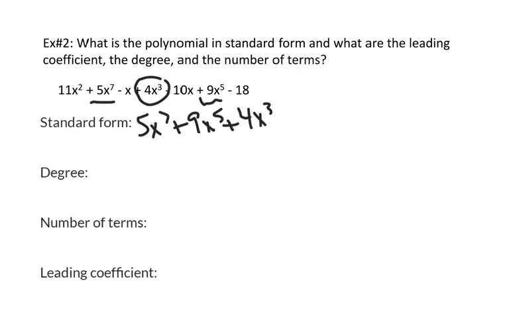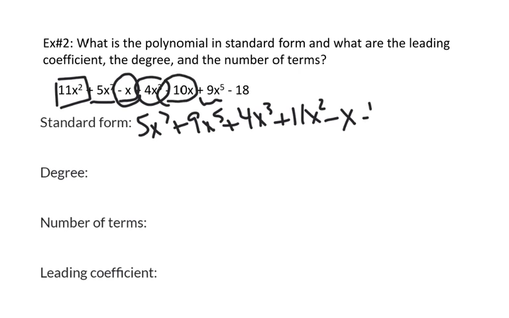Then we have a 2, plus 11x squared. Then we have a couple of x's. We have this minus x. But notice we also have this minus 10x. Okay, so that leaves us with minus 18. Now on this one, since these are both x, we actually want to combine those.